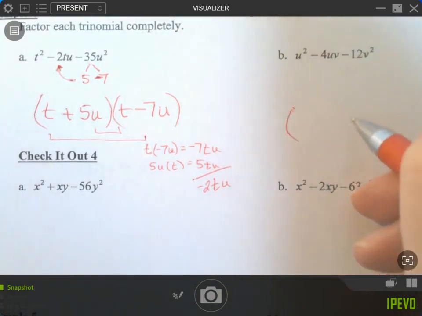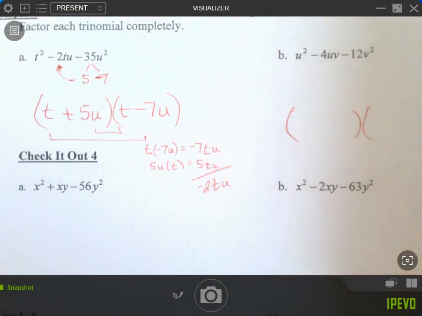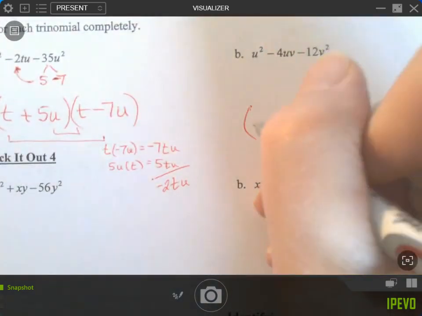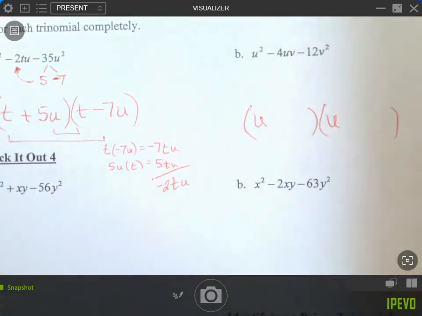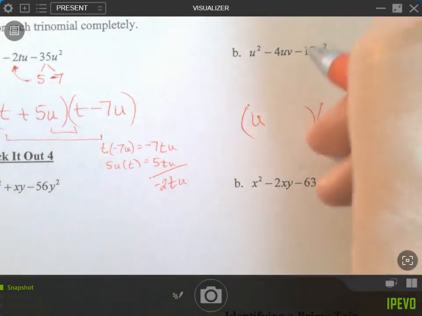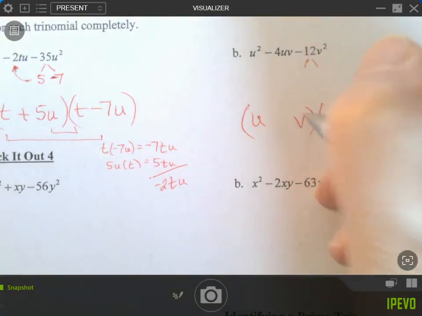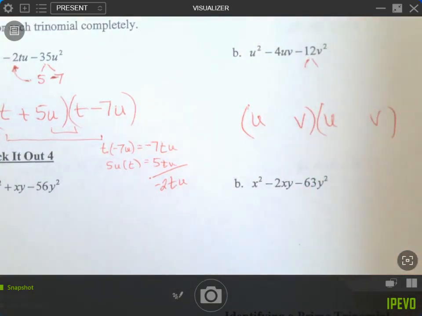Nope, not prime. So here's what I'm going to do, because I'm probably going to forget it. I'm going to put my u times u to get u squared, but so I don't forget about my v squared, I'm going to put the v in here, and I'll put the number right with it.